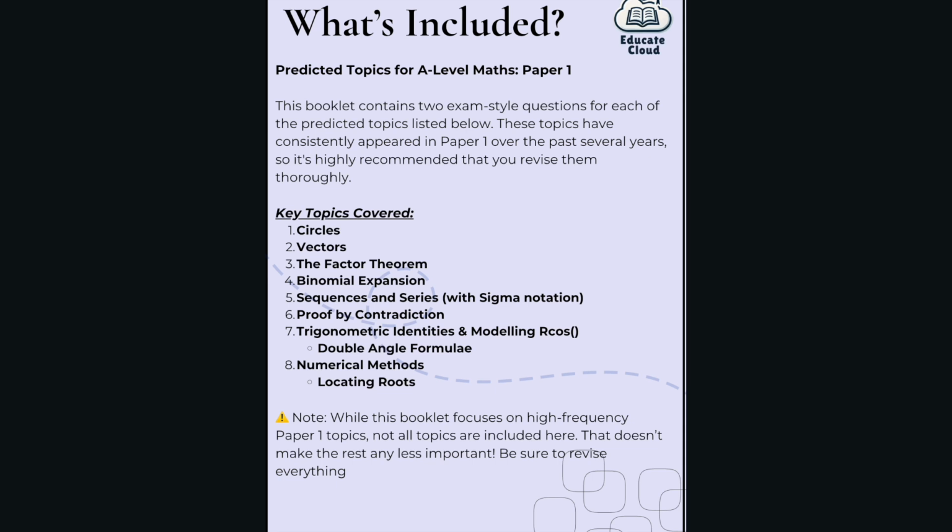those method marks. We're going to be covering circles, vectors, factor theorem, binomial expansion, sequences and series, especially with sigma notation because that's very likely to come up, proof by contradiction, trig identities, modelling with the r cos theta formula, double angle formulae, and numerical methods including the Newton-Raphson method, locating roots. I've selected these topics because they've popped up consistently in paper 1 over the past few years, so it's really worth making sure that you're really solid on them.